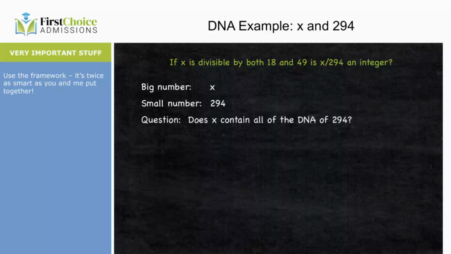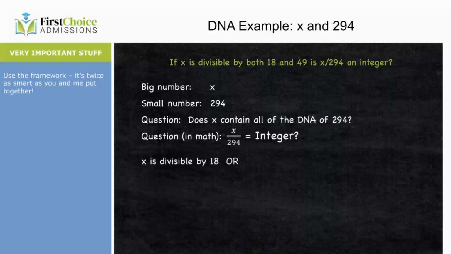Okay, so the question we're being asked is, does X contain all of the DNA of 294? Or if we want to put that in math, is X over 294 an integer? Okay, well, let's break down what we're told. We are told X is divisible by 18, and we're also told that X is divisible by 49.